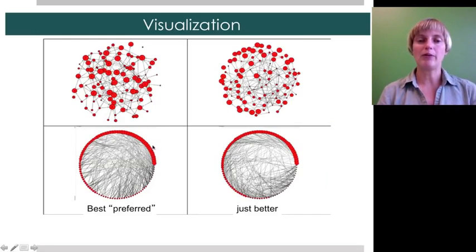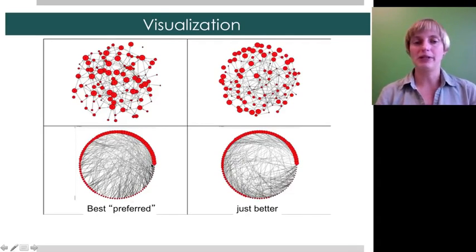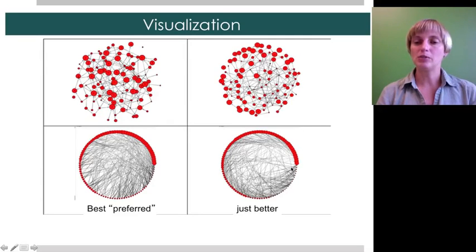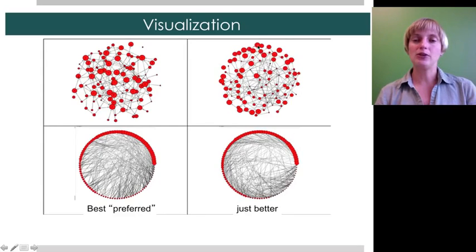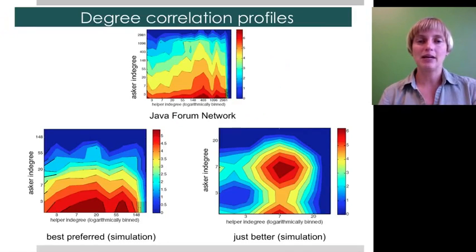In the best preferred network, you can see, so this is a circle layout where I've just ordered the nodes by the expertise that we assign them in the simulation. And you can see a lot of the questions are answered by the experts. And also, here they're shown as larger nodes. They're more central in the network. Here with the just better, you can see that the twos are answering the ones, the threes are answering the twos, etc. And in fact, you have that the experts are kind of being pushed to the periphery of the network. And so it makes sense.